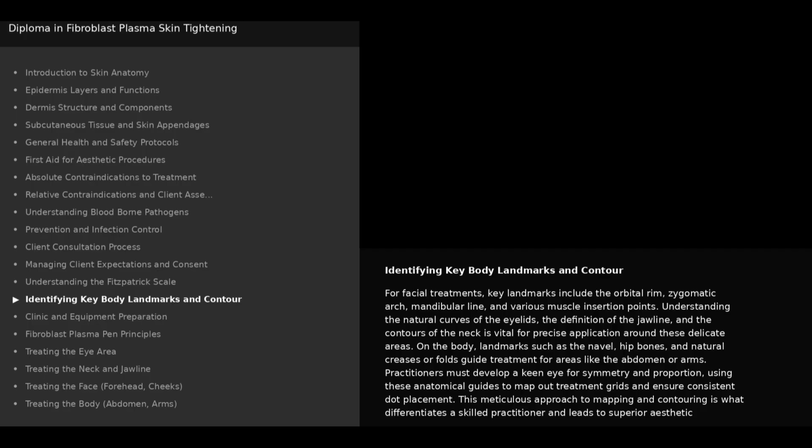On the body, landmarks such as the navel, hip bones, and natural creases or folds guide treatment for areas like the abdomen or arms. Practitioners must develop a keen eye for symmetry and proportion, using these anatomical guides to map out treatment grids and ensure consistent dot placement. This meticulous approach to mapping and contouring is what differentiates a skilled practitioner and leads to superior aesthetic outcomes.